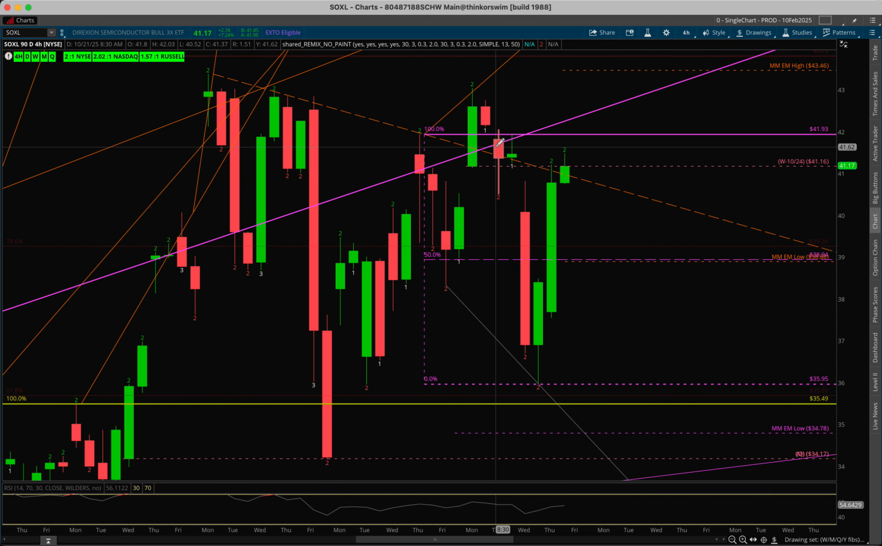So 42.03 would be our first target. And then you could say it's triggering another sloppy 1 combo 2 down, combo 2 up, and that would target the high of the 2 up here at 43.04. That would put us above last week's high, above the weekly broadening formation, and almost square up against the market maker's expected move high. So not too much to expect that type of move tomorrow to the upside if we get it.